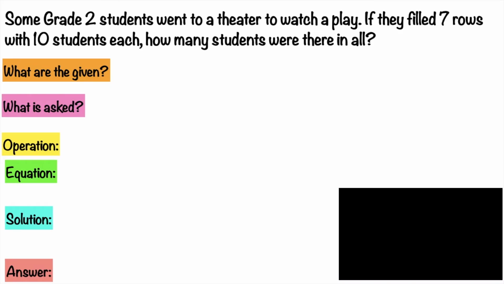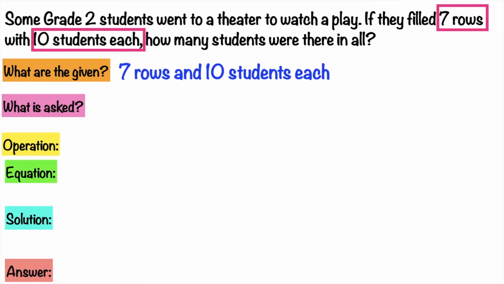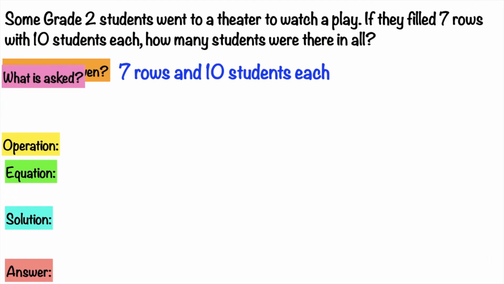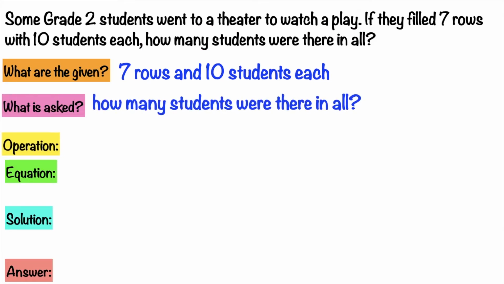Time's up. Let's see if your answer is correct. Let's start at what are the given. What are the given on this problem? Very good, children. We have 7 rows and 10 students each. What is asked in the problem? That's correct. How many students were there in all? How about the operation? What operation are we going to use? Good job. It's multiplication. How about the equation?